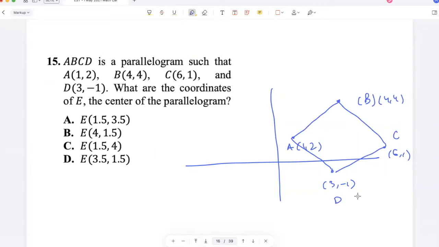A, B, C, D. So the coordinates of the center of the parallelogram will be the point where the diagonals meet, and that will be the midpoint of AC. So E will be the midpoint of AC. So 6 plus 1, 7 by 2, which is 3.5, and 2 plus 1, 1.5. Okay, and let's verify with the midpoint of BD. 4 plus 3 by 2 is 3.5, and yeah, 3.5 and 1.5, E.